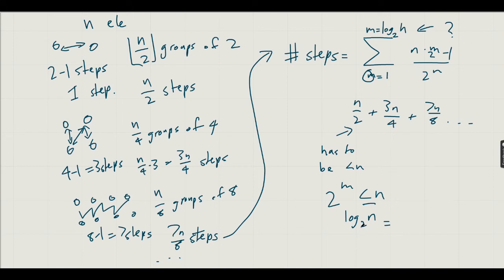You can do lower bound because this is most likely not an integer, so you can actually do the lower bound of log base 2 of n, which is why we want to stop when m reaches log base 2 of n.